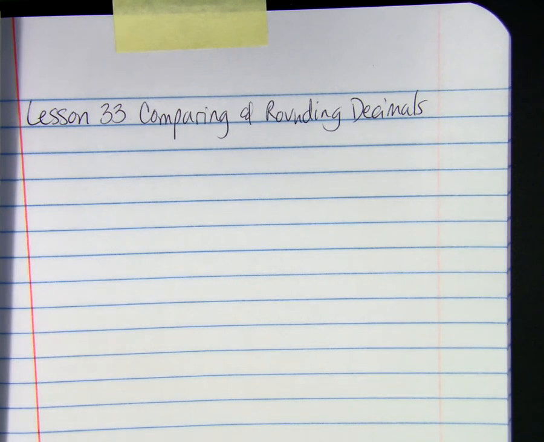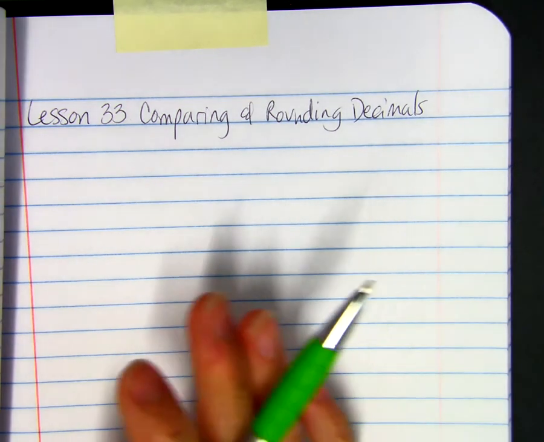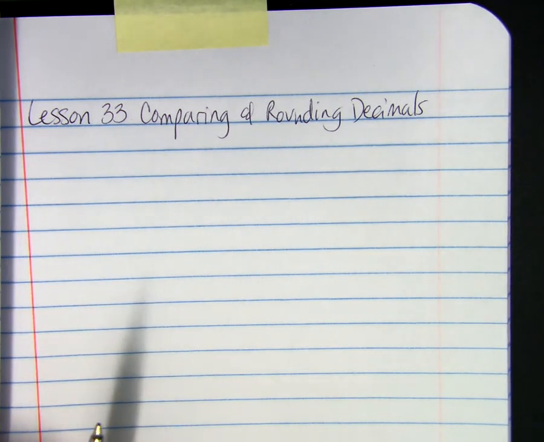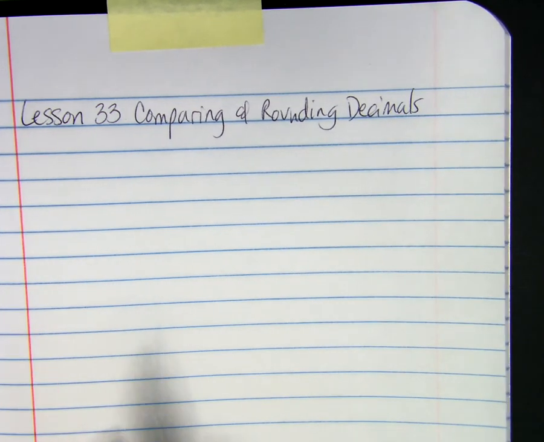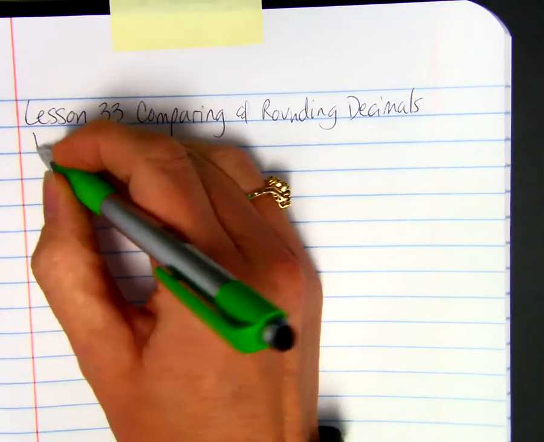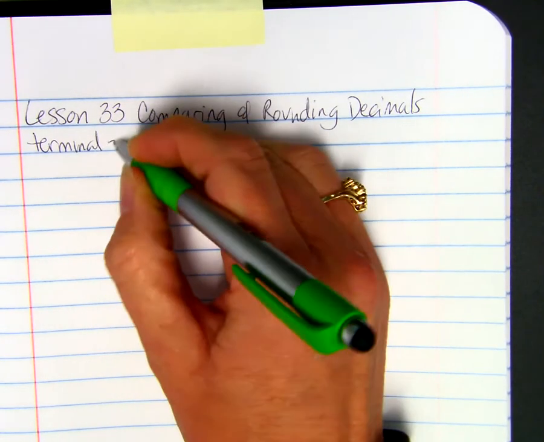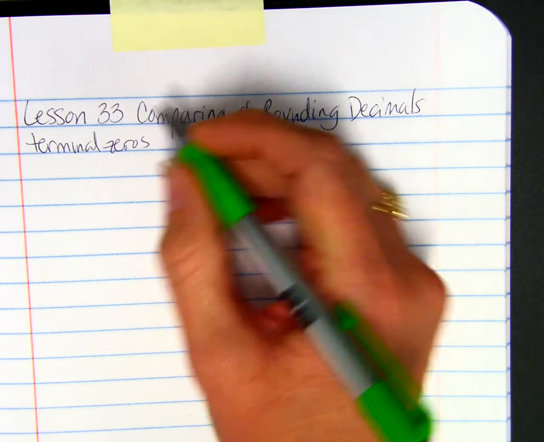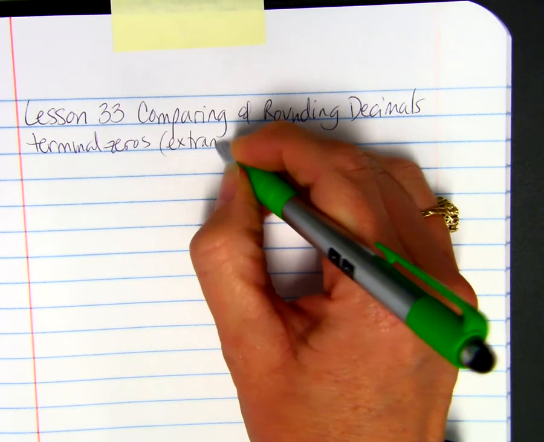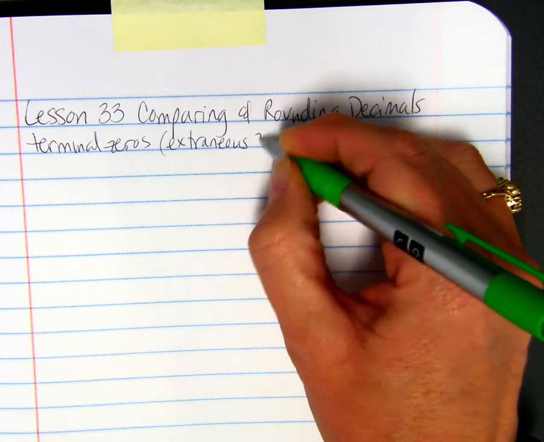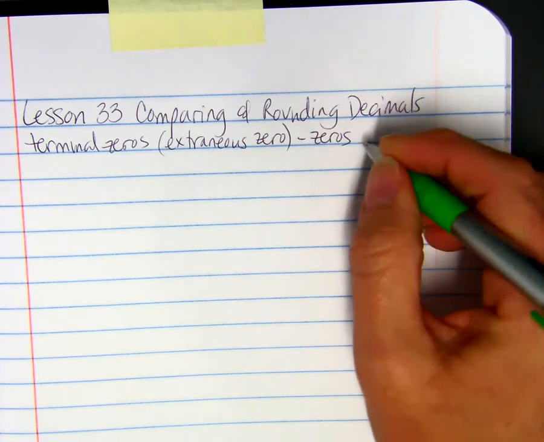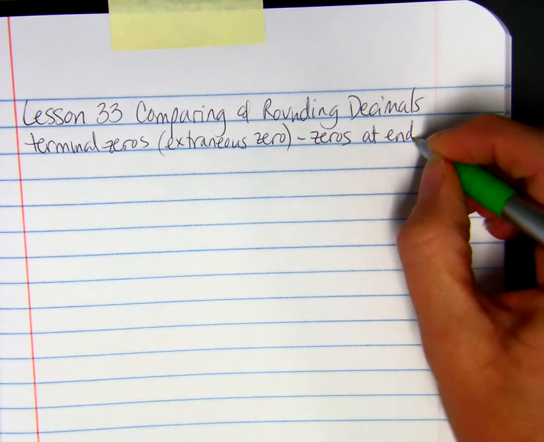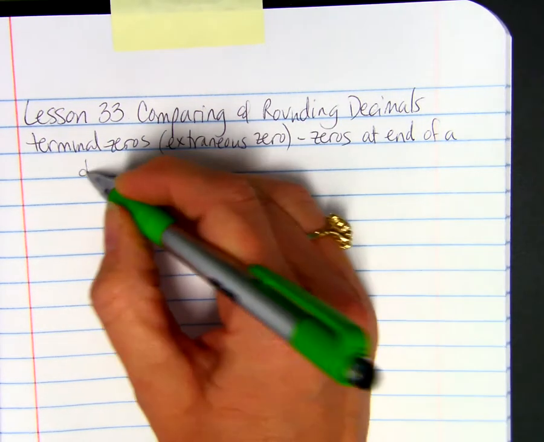So at the very end of a decimal number, if you have a whole bunch of zeros and no other digit past the zeros, those are called terminal zeros. Sometimes they're called extraneous zeros. So we're just going to put here terminal zeros, and maybe in parentheses extraneous. Extraneous just means extra zeros. So they're the zeros at the end of a decimal number.